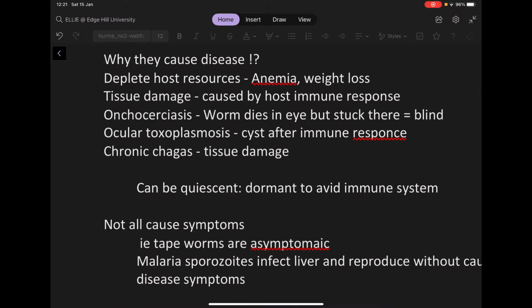Also, parasites can cause damage by being killed. So with river blindness, which is caused by a worm parasite, the parasite gets into the eye. The immune system kills it, but the worm's still there, so you're technically blind.